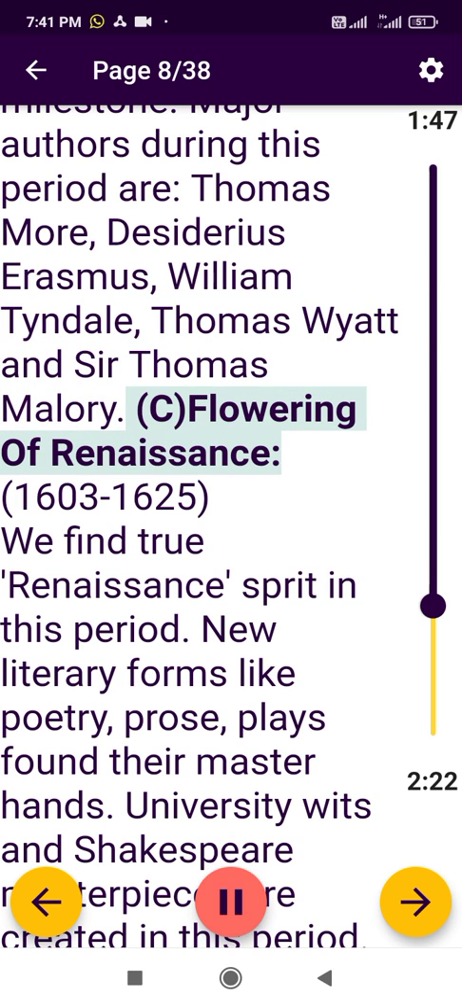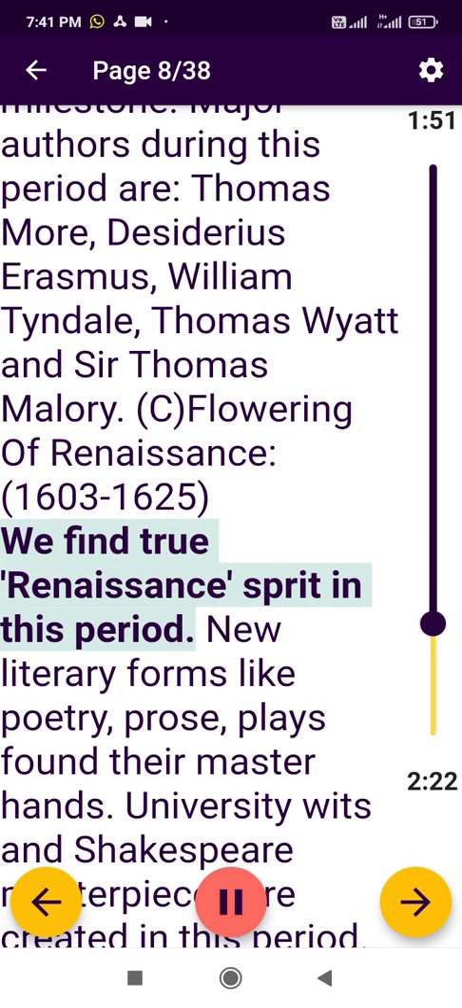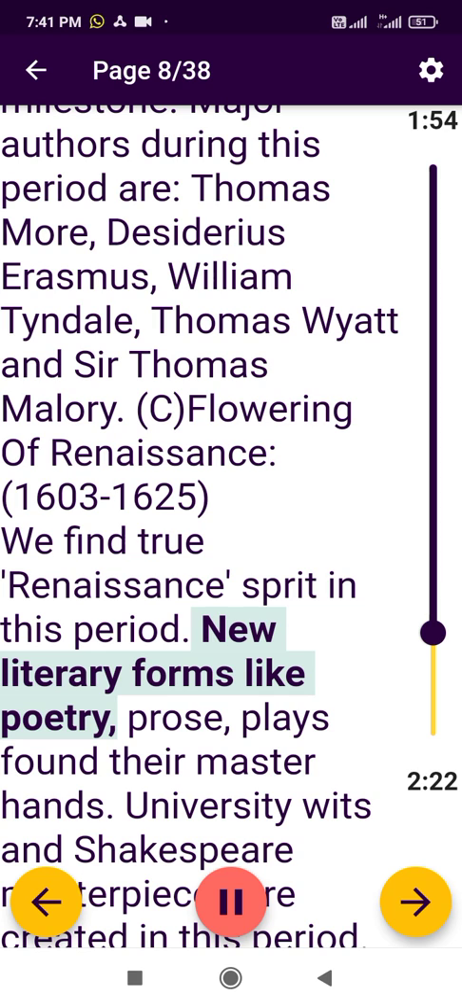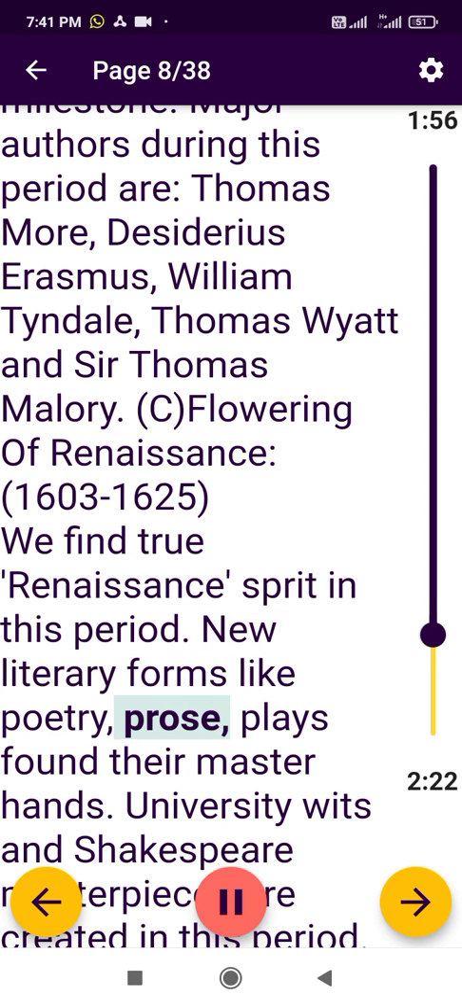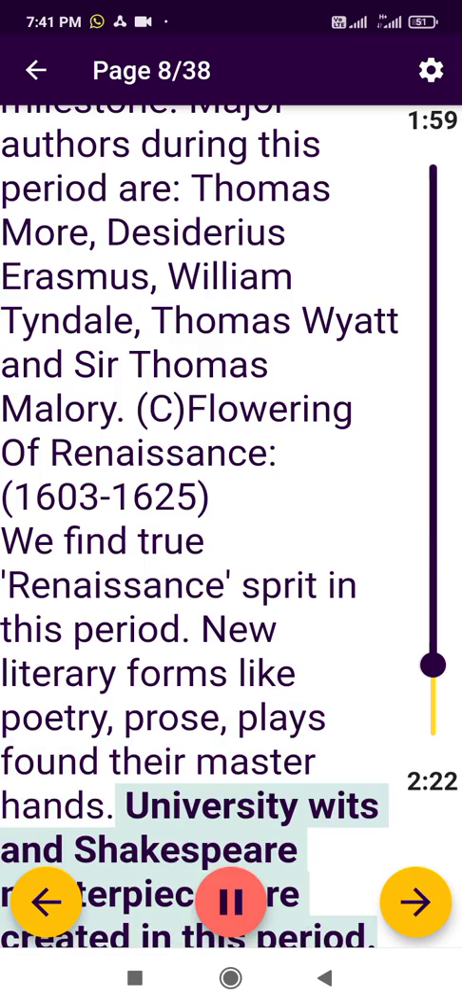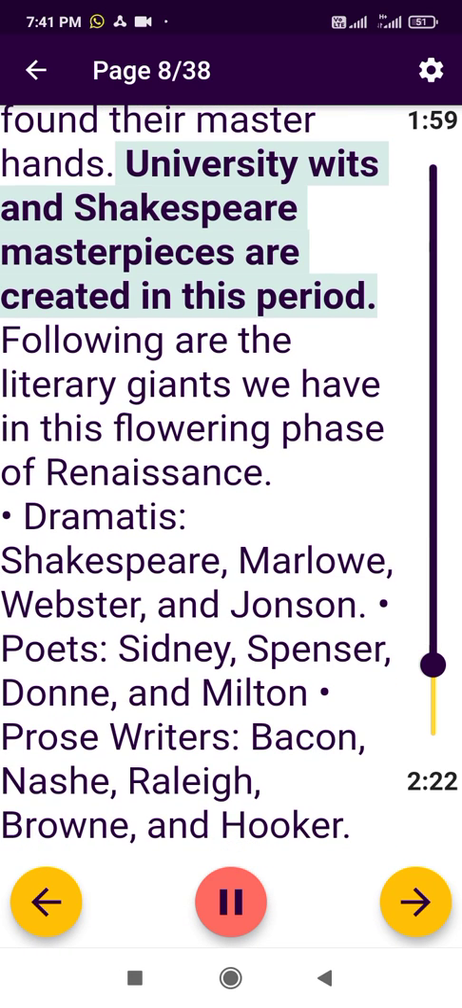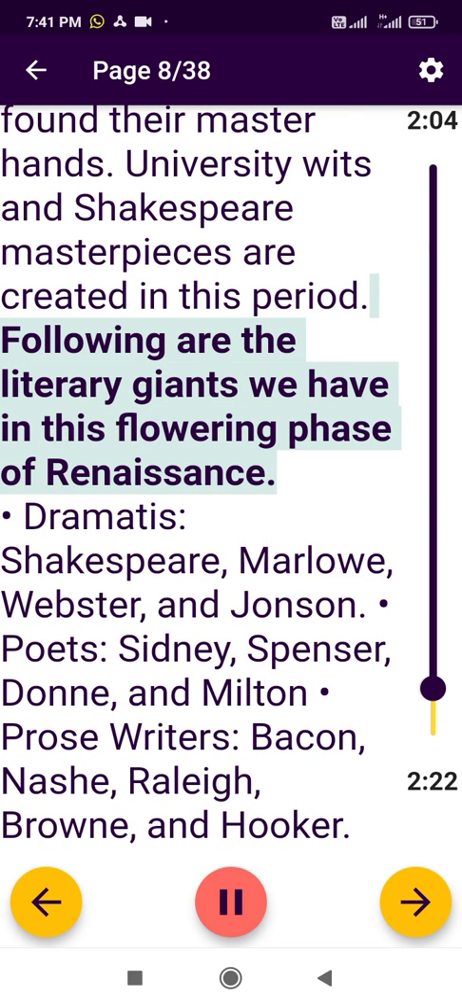C. Flowering of Renaissance, 1558-1603. We find true Renaissance spirit in this period. New literary forms like poetry, prose, plays found their master hands. University Wits and Shakespeare's masterpieces are created in this period. Following are the literary giants we have in this flowering phase of Renaissance.